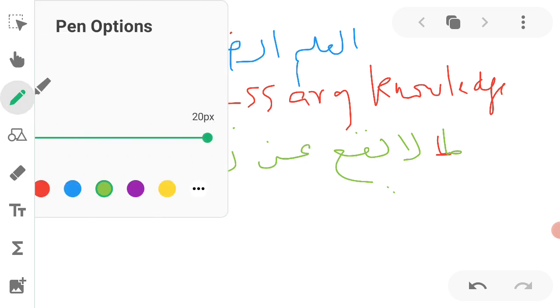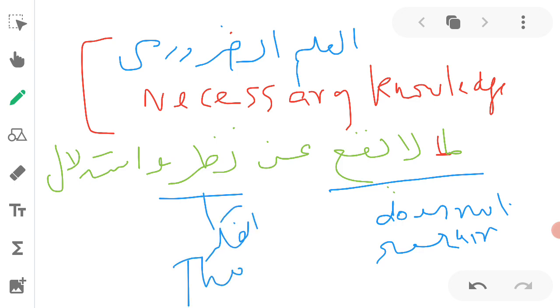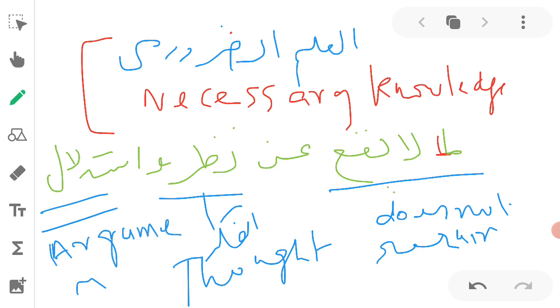So necessary knowledge is the type of knowledge which doesn't require nazar, and he defined an-nazar as al-fikr, that is thought. And istidlal is, let's say, argument. So any knowledge which doesn't require thought and argumentation is necessary knowledge, but we still need to look a bit more closely at nazar and istidlal to understand this.